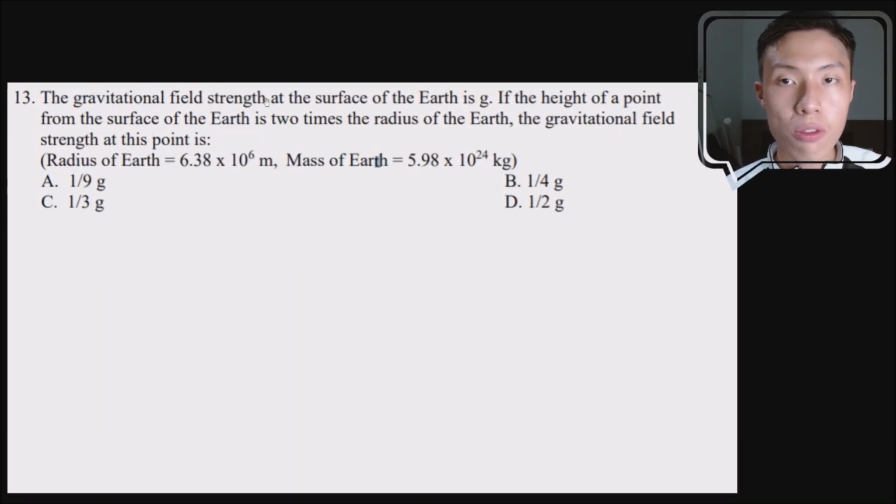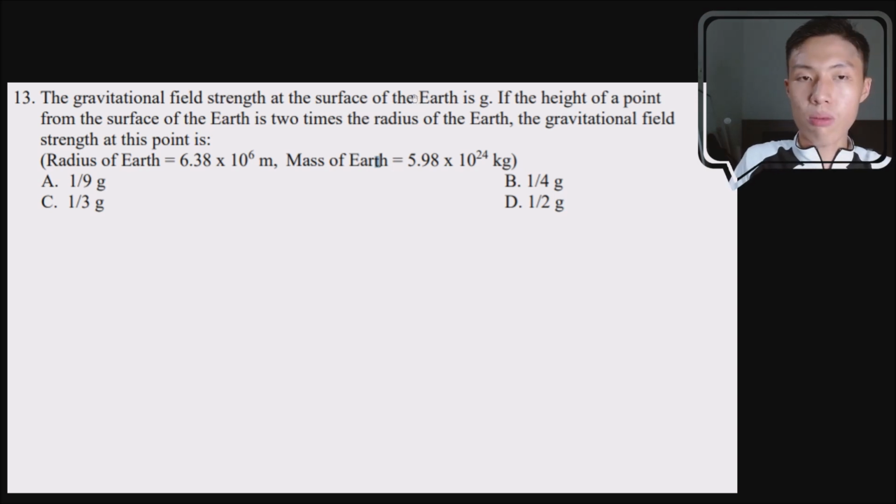The gravitational field strength at the surface of the Earth is G. So this is the 9.81 that we usually say. So if the height of a point from the surface of Earth is 2 times the radius of the Earth, so the height itself measured from the surface of the Earth is 2 times the radius of the Earth. So the height should be equal to 2r subscript e. Okay, then the gravitational field strength at this particular point should be how many times of the gravitational field strength at the surface of the Earth.